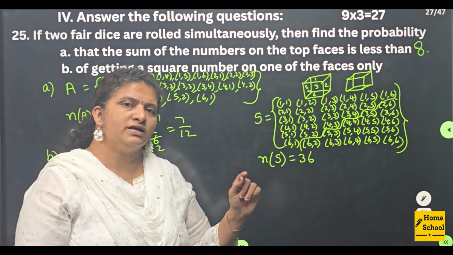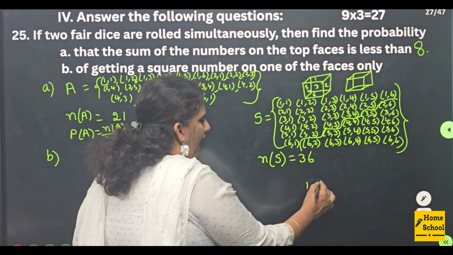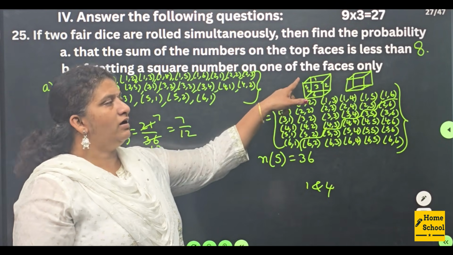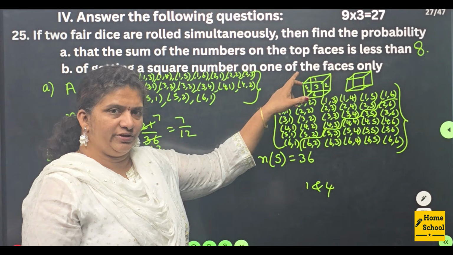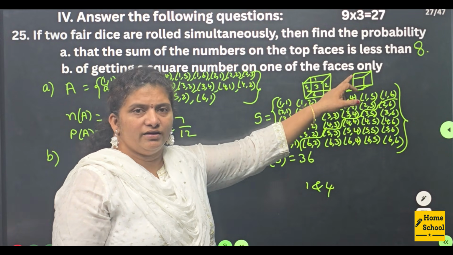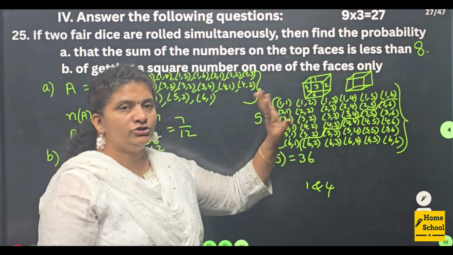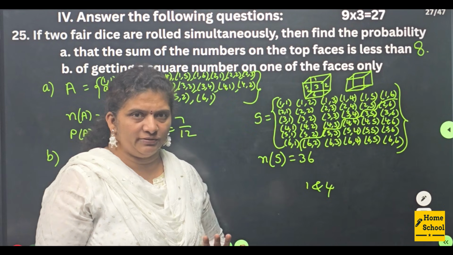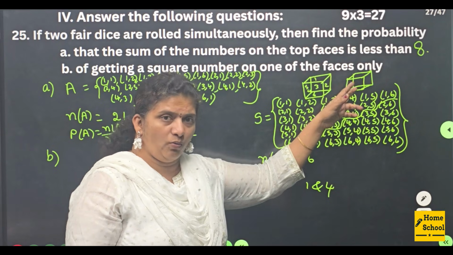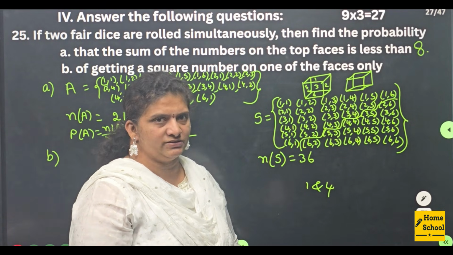Among these numbers, which are all the perfect squares? We know 1 and 4 are the two numbers which are perfect squares. Either on the top face 1 should be there or 4 should be there. And in the same manner here 1 or 4, but not both being perfect squares. Either here 1 or 4, and here also the same manner, either 1 or 4 in combination with other numbers that are not perfect squares.